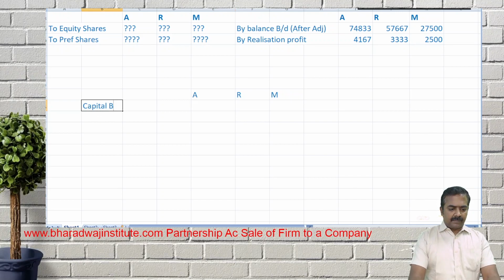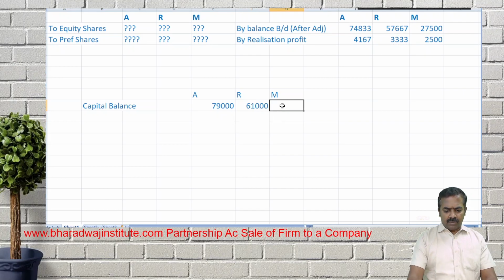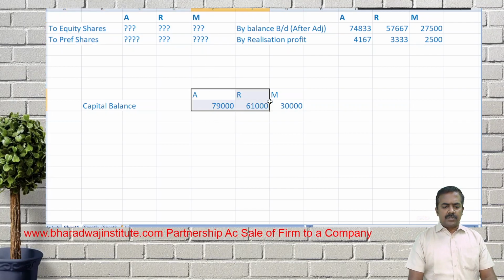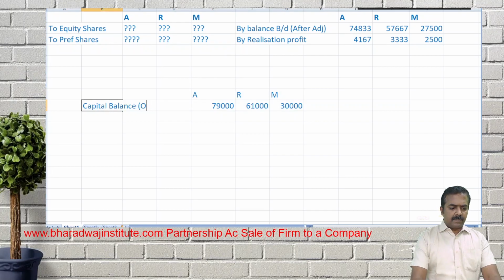Capital balance. Capital balance means after adjustments 74,833 plus 4167. A இருக்கு, R எவ்வளவு இருக்கு? 57 plus this one. M எவ்வளவு இருக்கு? 27,500 plus 2,500. 30,000 இருக்கு. Debit side எதுவுமே கிடையாது. There is no realization loss or negative capital etc. So this is a capital balance. That is opening balance plus realization loss.